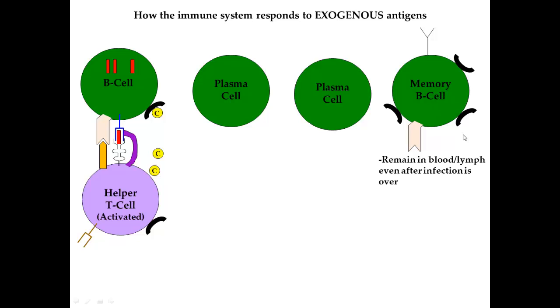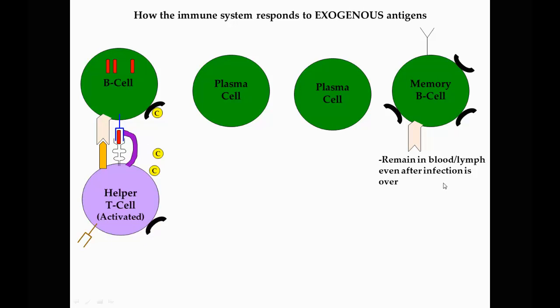Memory B cells are important because they can remain in the blood and in the lymph even after the infection is over. If they encounter that antigen a second time, they won't need confirmation from the helper T cell to do something about it. So they're very powerful, very potent cells. Instead of waiting around for helper T cell confirmation to begin production of plasma cells, these memory B cells immediately and very quickly differentiate into strong plasma cells after they encounter an antigen.